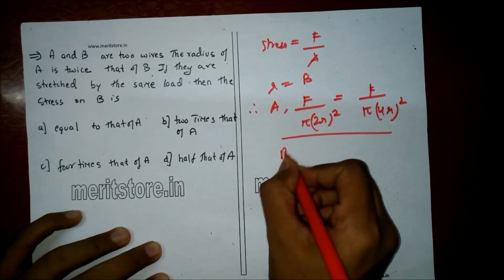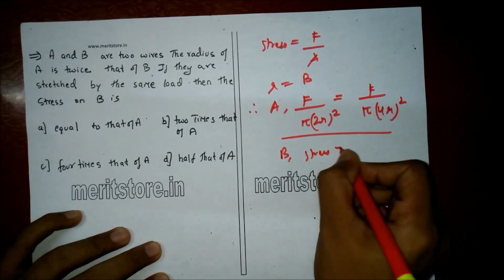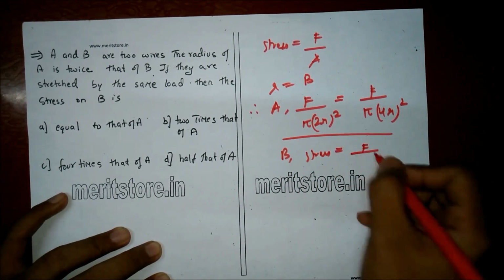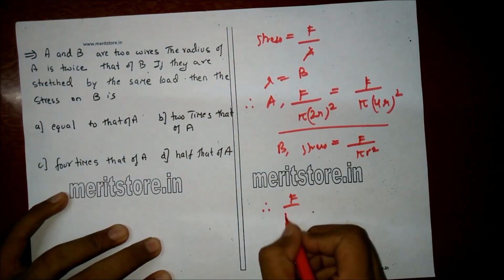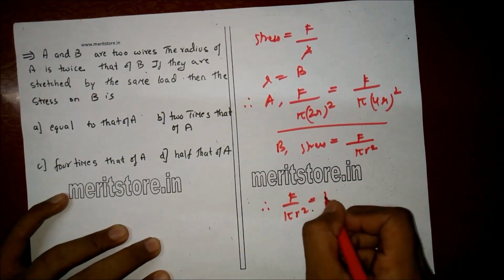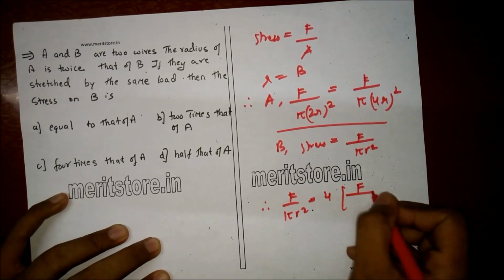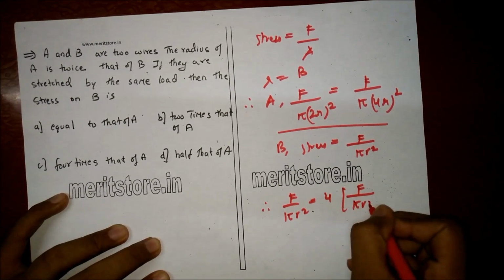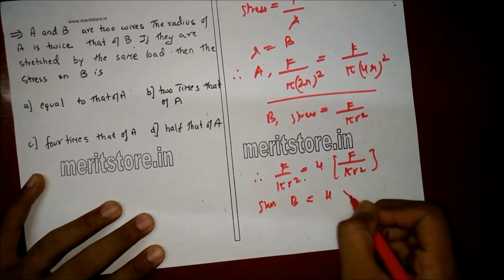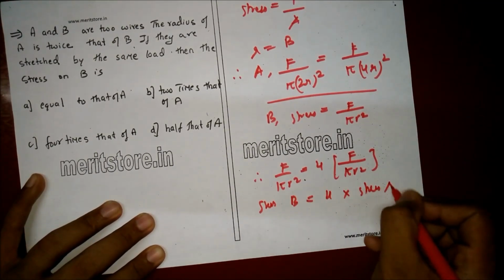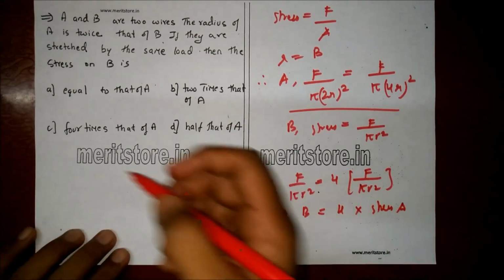And for B, stress is equal to F upon pi R square. Therefore, F upon pi R square is equal to 4 into F upon pi 4R square. Therefore, stress of B is equal to 4 times stress of A. Therefore, here the correct answer is option C.